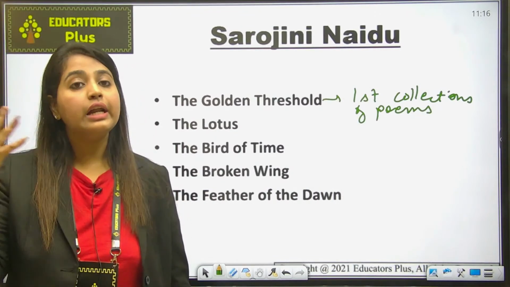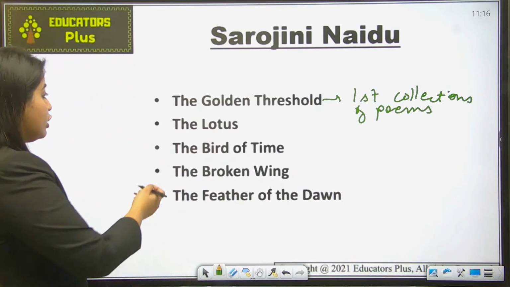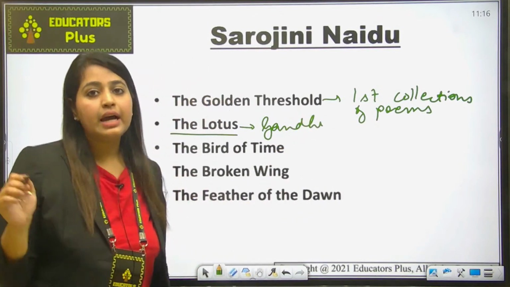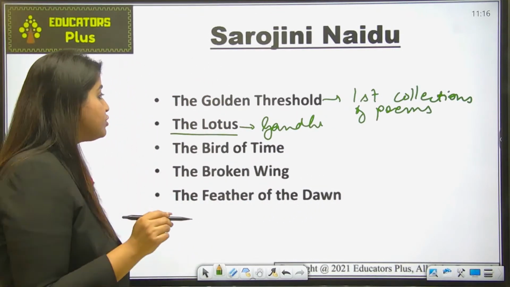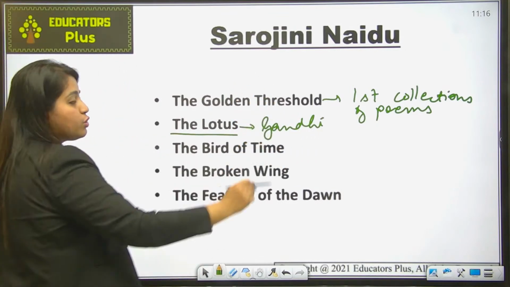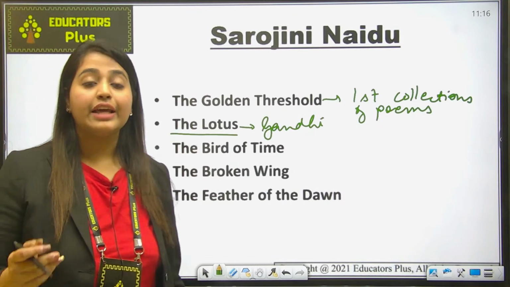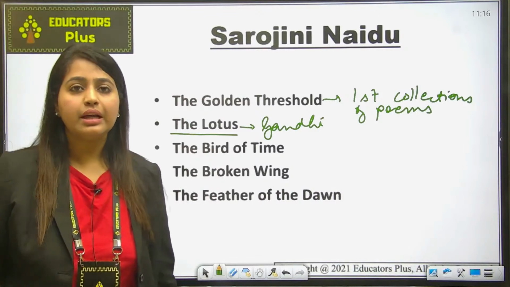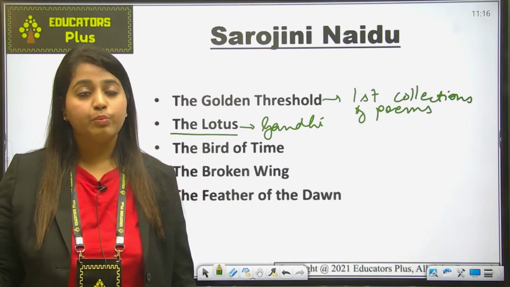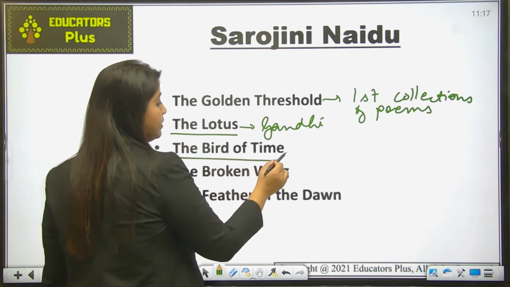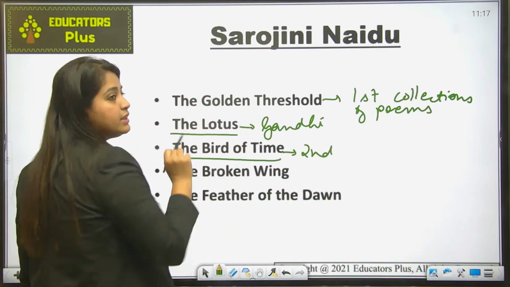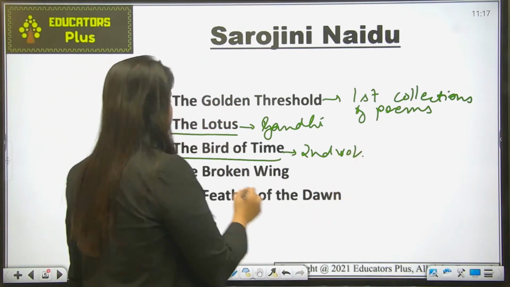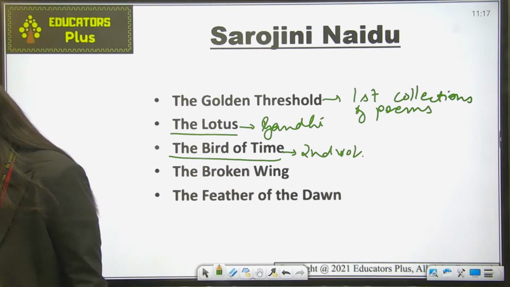And then her later collections of poems come, such as The Lotus, which is actually addressed to Gandhi. ठीक है? It has been addressed to M.K. Gandhi, Mohandas Karamchand Gandhi. Please remember that Sarojini Naidu addressed her poem collection The Lotus to Mahatma Gandhi. Fine? Okay. Then her second volume of poems arrives in the form of The Bird of Time. ठीक है? First volume कौन सी थी? The Golden Threshold. Second volume है The Bird of Time. Is it clear?